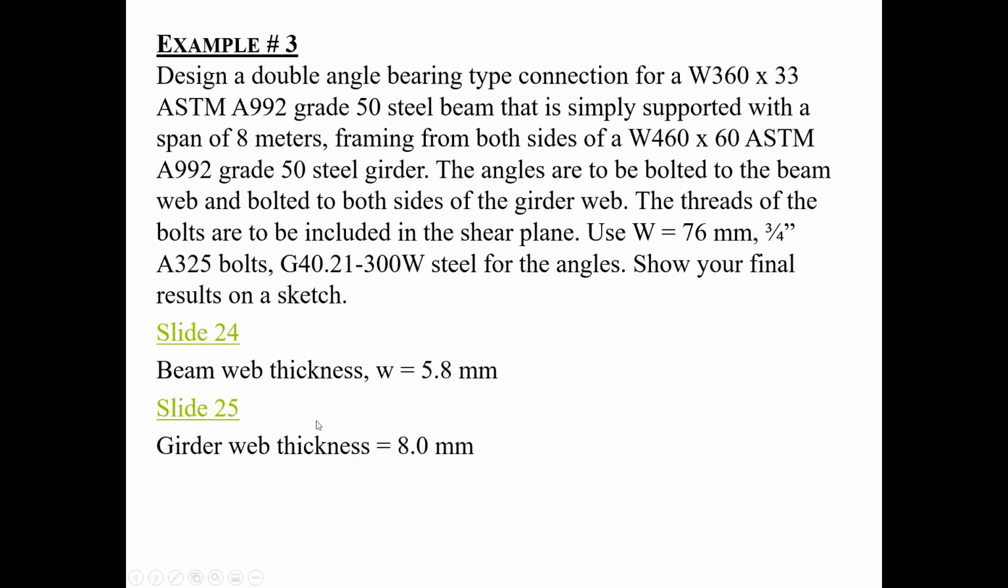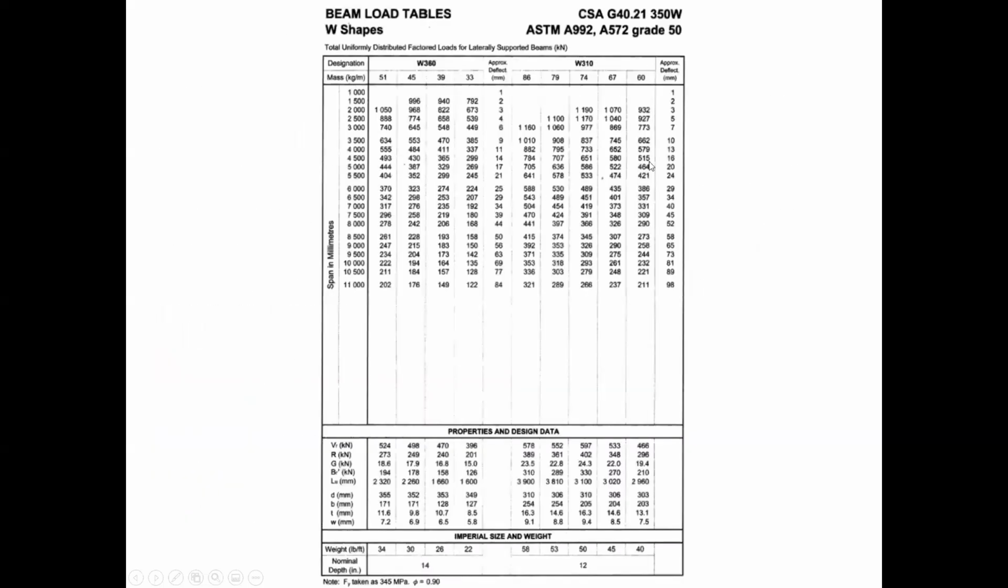Now, what I want to know is how much of a load a W360 by 33 will actually carry. So I go to a W360 by 33. And it had a span of 8 meters. It should be very small. There it is, okay? So we had an 8 meter span, and this is a W360 by 33, so it's 168, very little, not a lot of load, because it's got a large span.